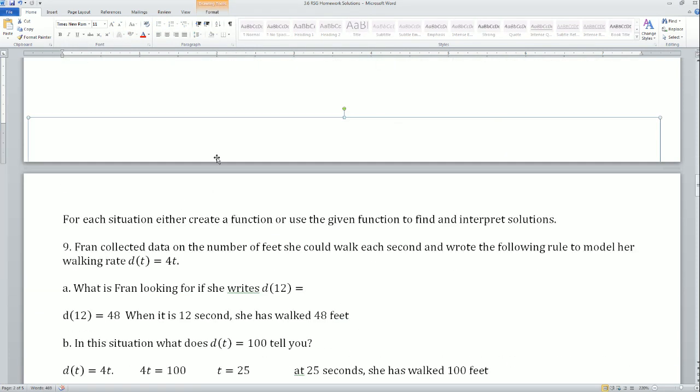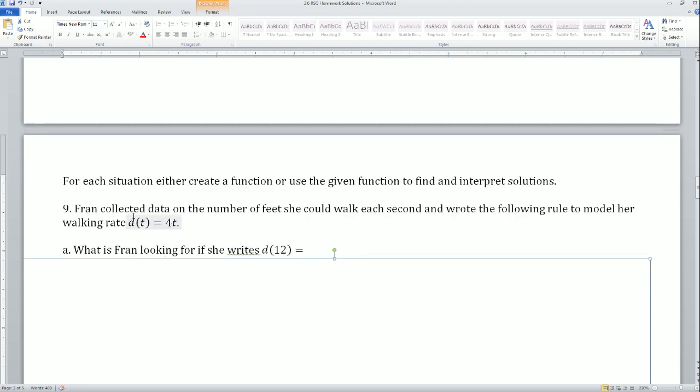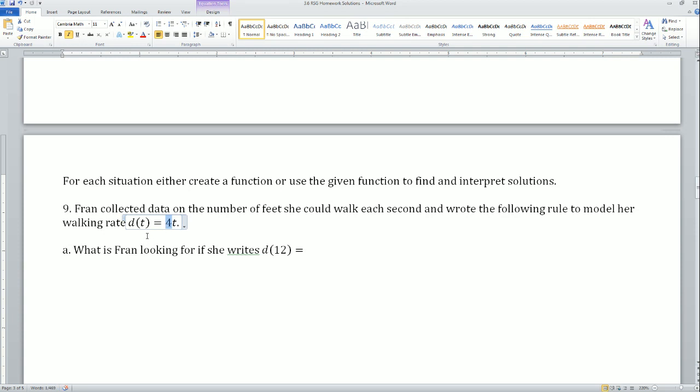Alright, next, for your situation, create a function using the given information to find and interpret the solution. Alright, Fran collects data on the number of feet she walks each second and wrote down the following rule to model her walking rate. d(t) is equal to 4t. 4 is probably her rate of change, her slope. d just probably stands for distance. t is for time. So distance is a function of time. Her rate here is 4.